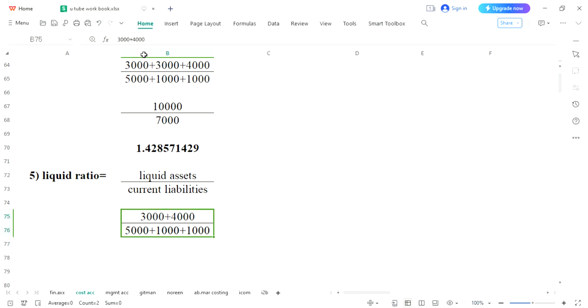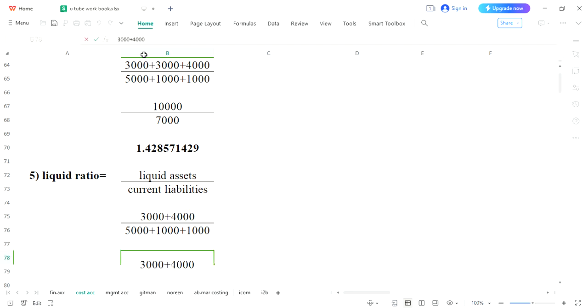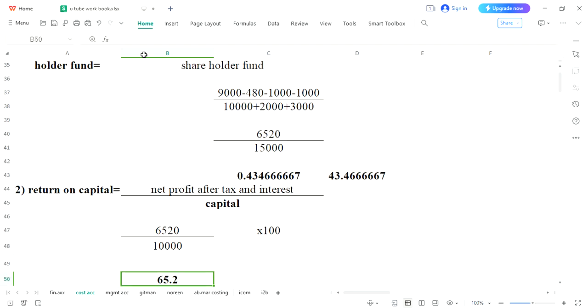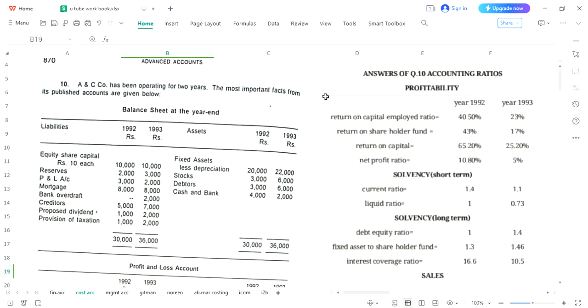So what we will do, we will take sum of both sides. First we will sum the liquid assets we have got, and now we will take the sum of current liabilities. That's also been taken. So 7 over 7, 1 would be the answer of liquid ratio. And here you can see the liquid ratio answer is 1. In this way, the second part is also sorted out. Solvency ratio, profitability ratio completed.